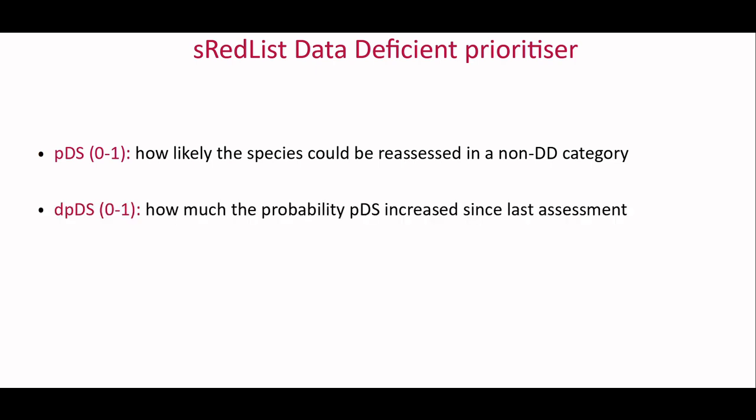DPDS, this is how much the probability PDS increased since last assessment. It will be high, for instance, for a species that gained many GBIF records or for which many scientific articles have been published since the last assessment.